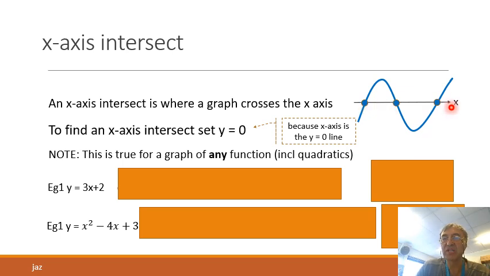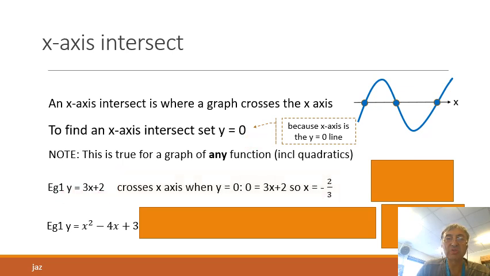The x-axis is the y equals 0 line, so you might not be surprised that to work out where a graph crosses the x-axis, you have to replace y by 0. So here in this first example, if we replace y by 0, we get 3x plus 2 is 0, and rearrange and we get x equals minus 2/3.